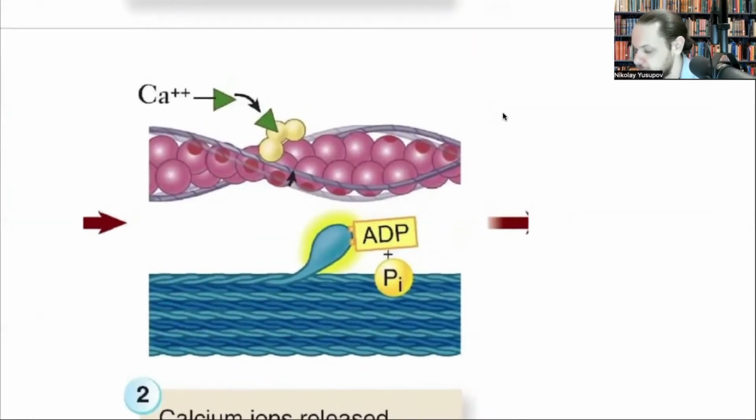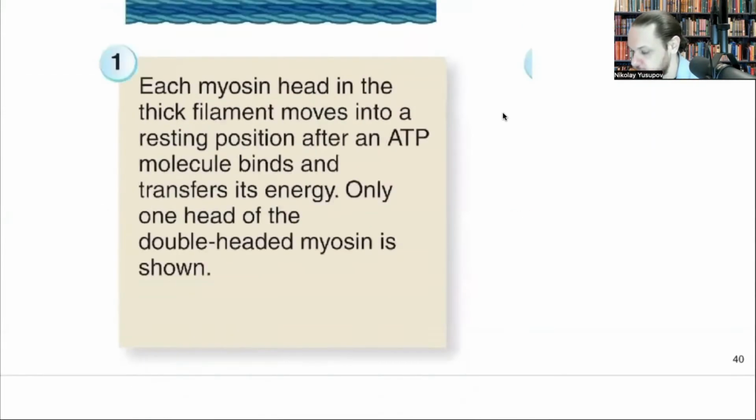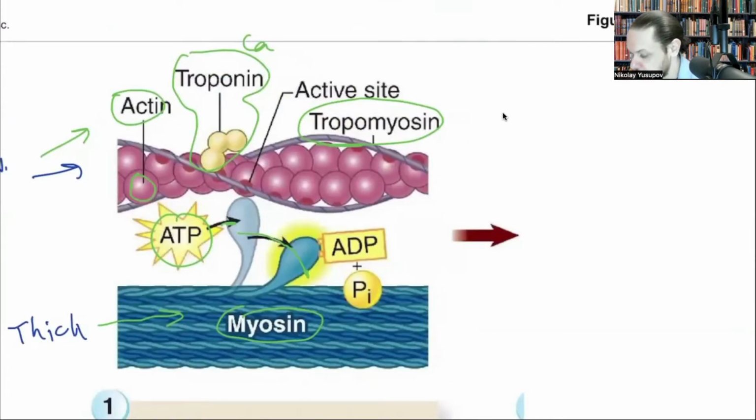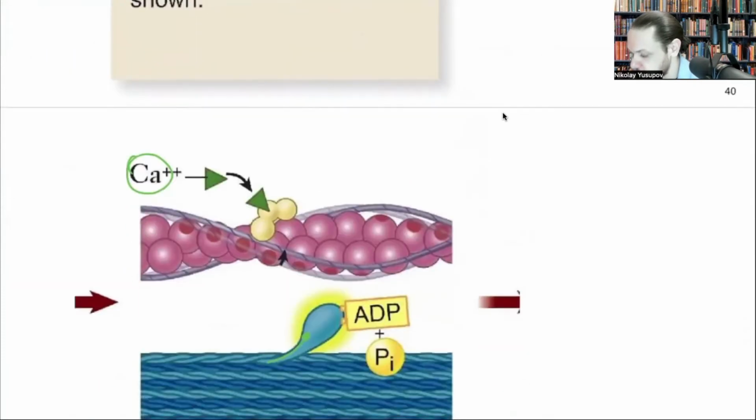So we said ATP has bound and it's now in the resting state. Then the calcium comes in, which is being stored in the sarcoplasmic reticulum. Where does the calcium bind? It binds to the troponin. Troponin was drawn here. Calcium binds here to the troponin, and this will signal the thin filament to move the blocking sites by tropomyosin away so that the actin heads are exposed. So calcium bound to the troponin signals the tropomyosin to move out of the way. Actin is exposed.